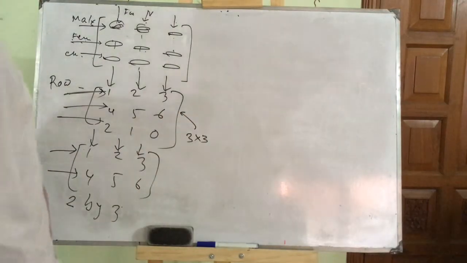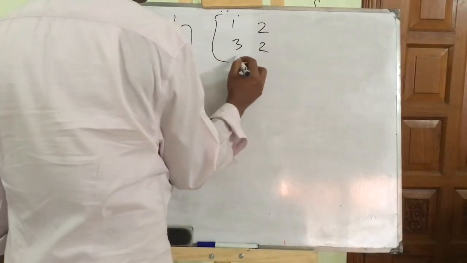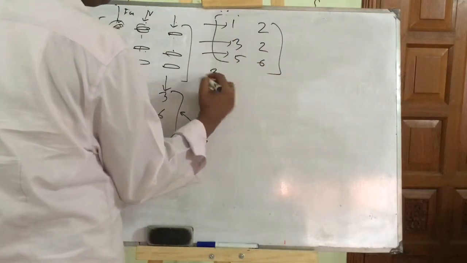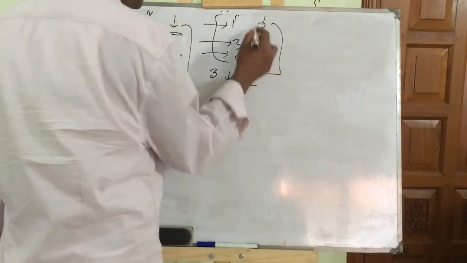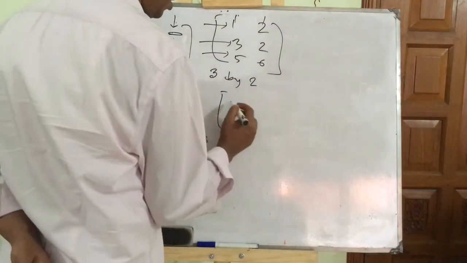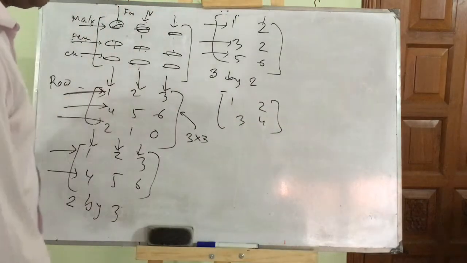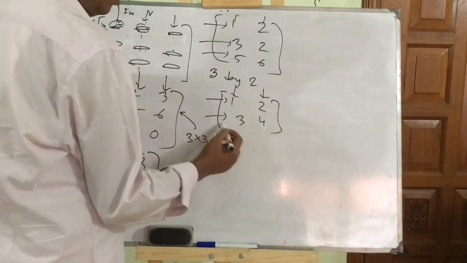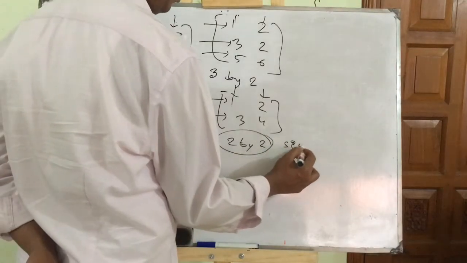Okay, and if I write another matrix, let's say 1 2 3 2 5 6. So this is, you see, 1 2 3, so 3 rows by 1 2 columns. So this is a 3 by 2 matrix. Okay, and if somewhere you see 1 2 3 4, suppose this is a matrix, number of columns 1 2, and number of rows 1 2. So this is a 2 by 2 matrix, and this is called a square matrix.